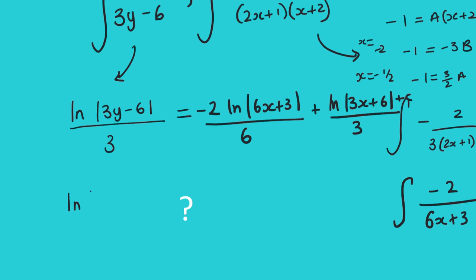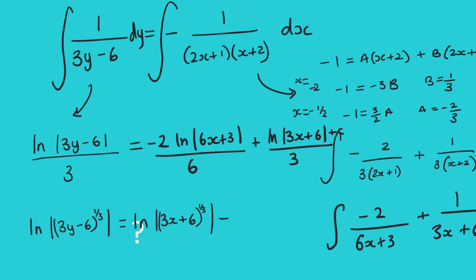So I'm going to have ln of 3y minus 6, cube root, equals minus a third. So I'm going to change this the other way round. I'm going to have ln of 3x plus 6 to the power of a third, minus 2 over 6, which is a third as well. So minus ln of 6x plus 3 to the power of a third plus c.